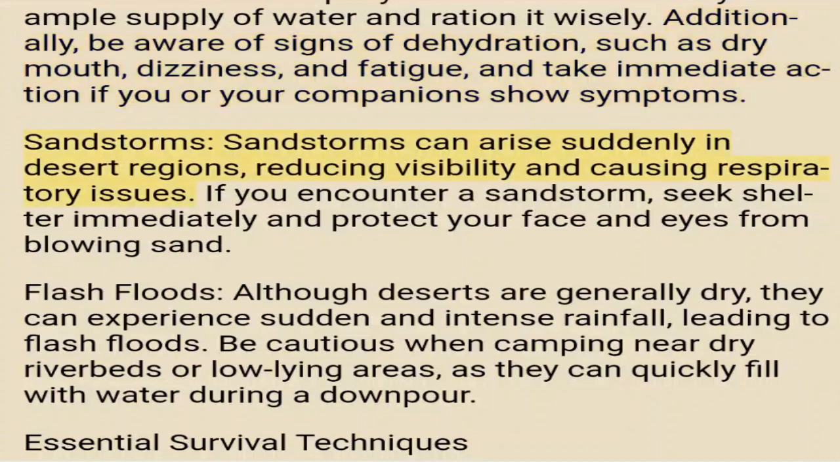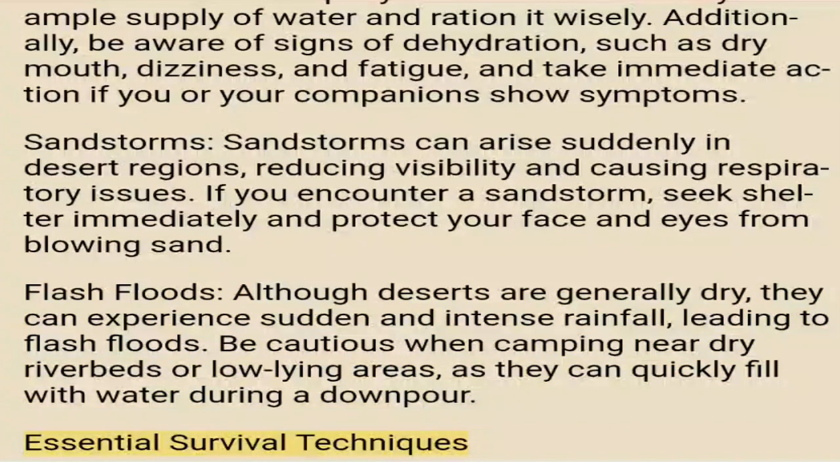Sandstorms. Sandstorms can arise suddenly in desert regions, reducing visibility and causing respiratory issues. If you encounter a sandstorm, seek shelter immediately and protect your face and eyes from blowing sand. Flash floods. Although deserts are generally dry, they can experience sudden and intense rainfall, leading to flash floods. Be cautious when camping near dry riverbeds or low-lying areas, as they can quickly fill with water during a downpour.